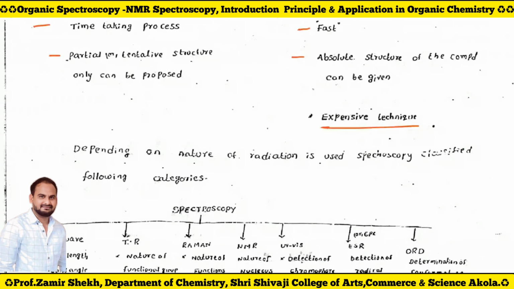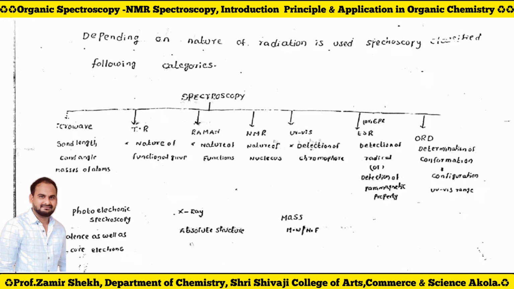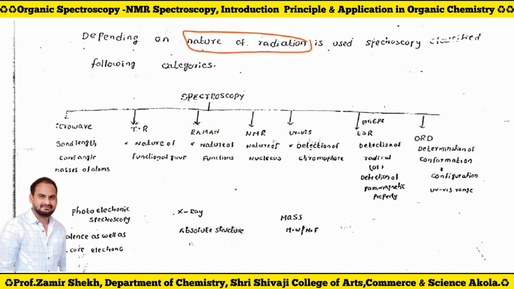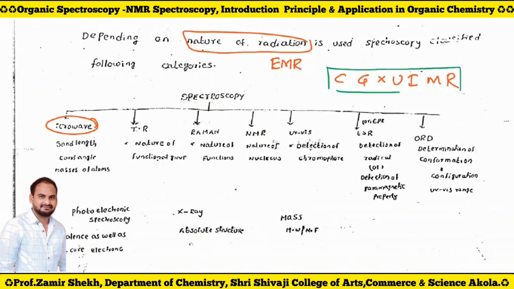They depend upon the nature of the radiation, that is, the nature of the EMR, meaning which electromagnetic radiation we are going to use. So we are categorized into different types of spectroscopy. You know that EMR is nothing but CGX UIM R. What is that CGX UIMR? C means cosmic rays, then gamma rays, then X-rays, then UV, that is ultraviolet visible, then infrared, microwave, and radio frequency.